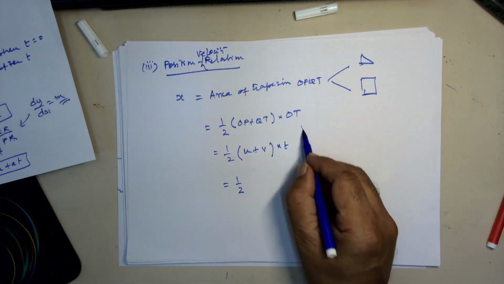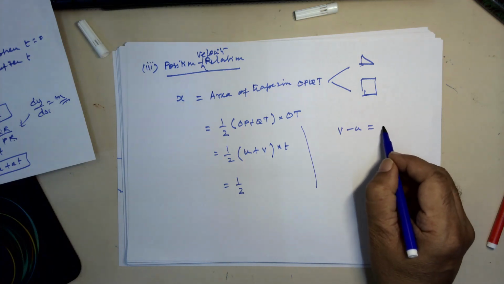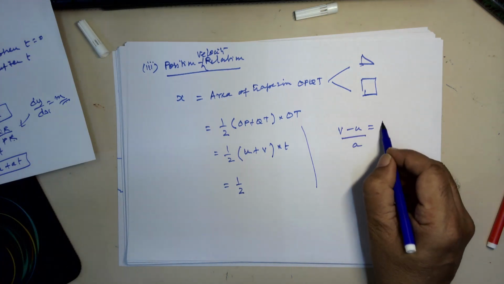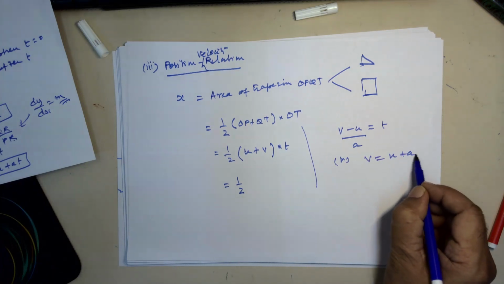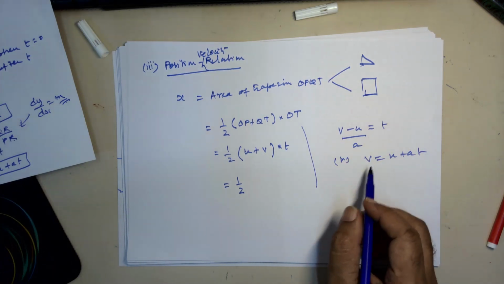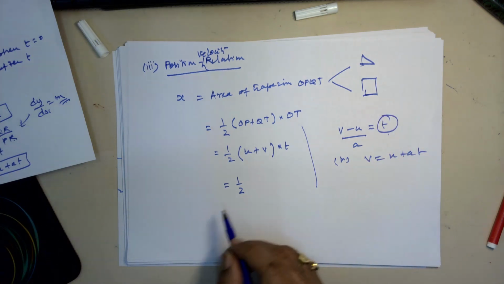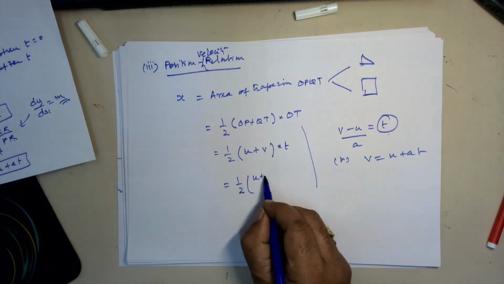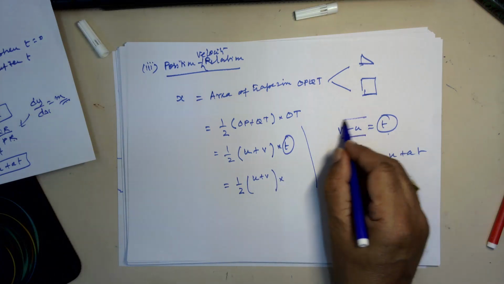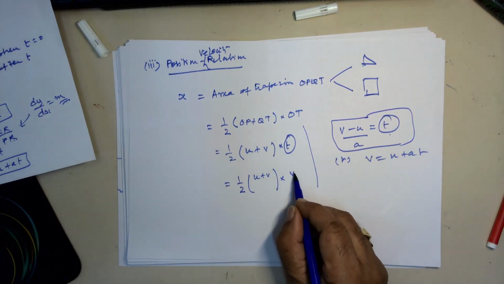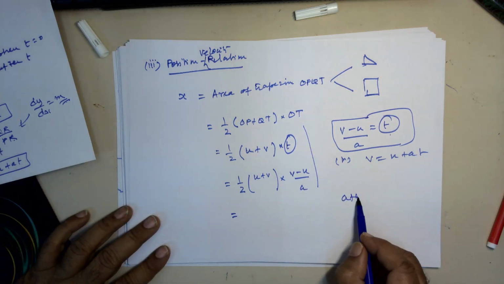We already know that V minus U divided by A is equal to T, or the original equation is V is equal to U plus AT, from which I have derived this. So I can replace the time here. Therefore, U plus V into, instead of T, I can put V minus U divided by A. We know A plus B into A minus B. What is that?